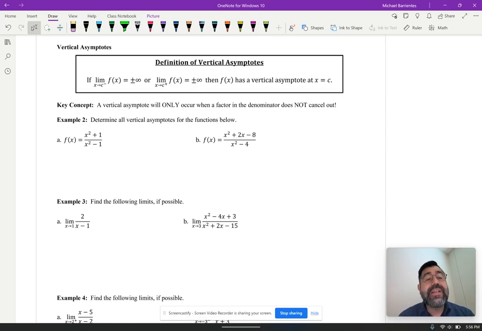And so what we're seeing in the box is the idea that if I look at a function and I take the limit of a function as x approaches some value from the left, and my answer is either positive or negative infinity, or if I take the limit of a function as x approaches some number from the right side, and my answer is positive or negative infinity, then there has to exist a vertical asymptote at that x value that we're approaching, right?